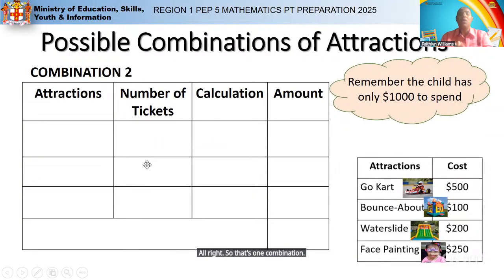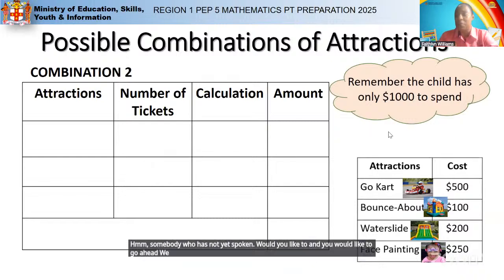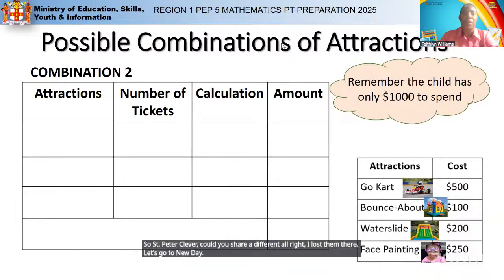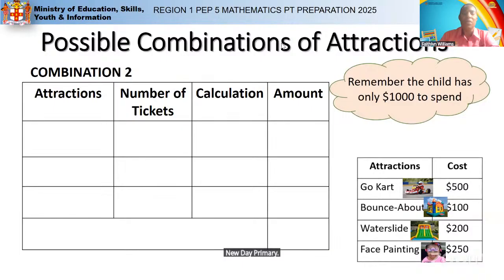This is a second combination. Somebody who has not yet spoken, would you like to go ahead? We're going to St. Peter Claver. So St. Peter Claver, could you share a different, all right, I lost them there. Let's go to New Day. New Day primary, share your second combination. It's one go-kart, one bounce about, and two water slides.